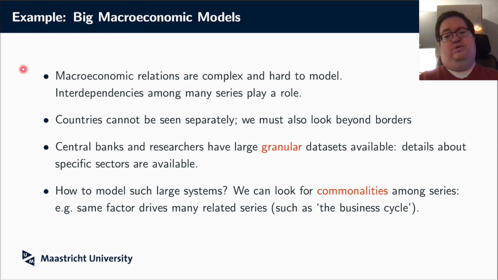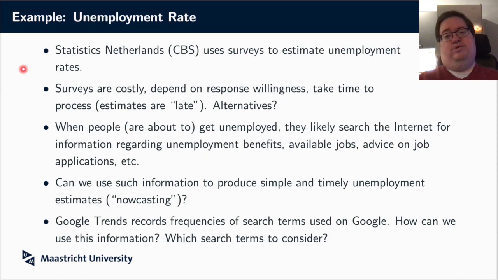So how would we model such large systems? The relations are complex, we don't really know what the relations are. Well, one thing we could perhaps do is look for commonalities among series. If we know that many capture, say, real economic activity in one way or another, we would expect something like the business cycle to affect all of these series. And so we would need to have methods that can actually exploit this kind of pattern and find those in the data without assuming a particular model.